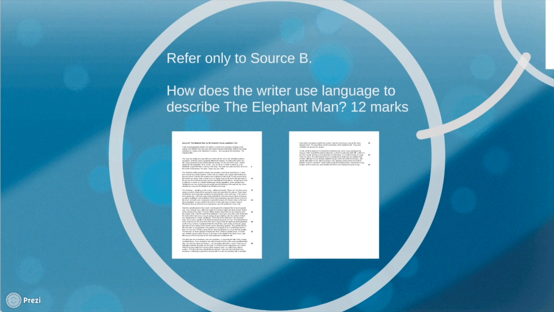So what I've got for you now is a full practice answer, and I'm going to show you a full mark sample answer for this question in just a moment. You can get this as a free download from my website, asiaexams.wordpress.com. And the question that is relevant to this source is, how does the writer use language to describe the Elephant Man? Okay, so if you want to pause the video and have a go at it now, then that's great practice. Just pause now and I'm going to go through the sample answer in just a moment.